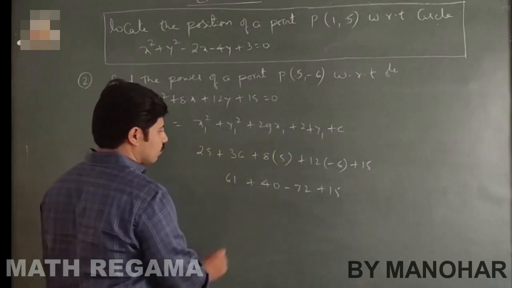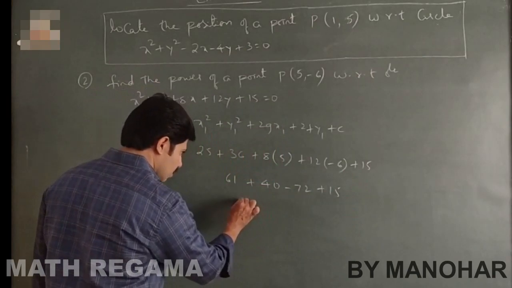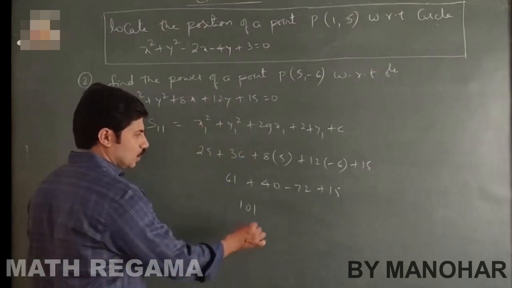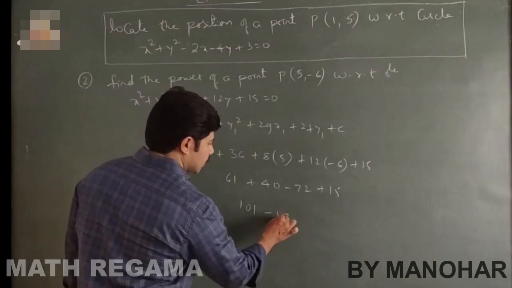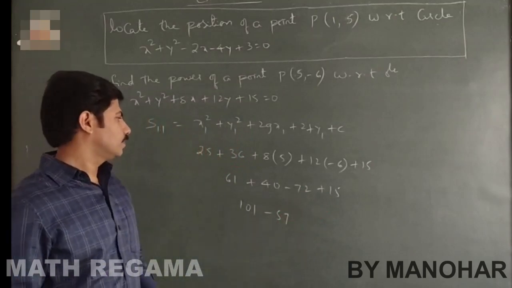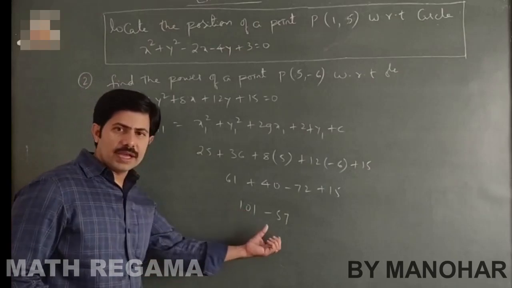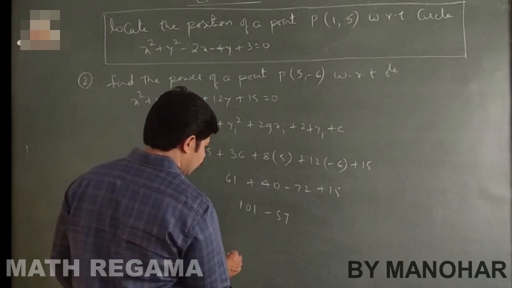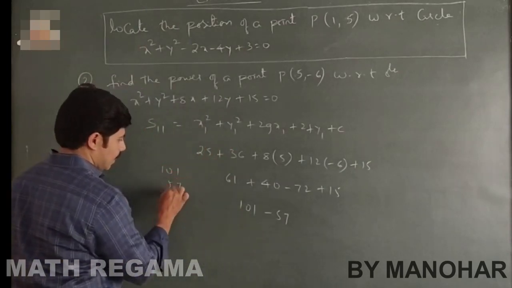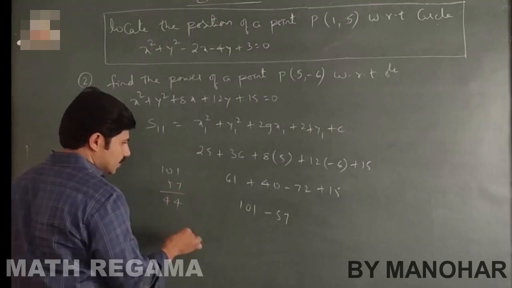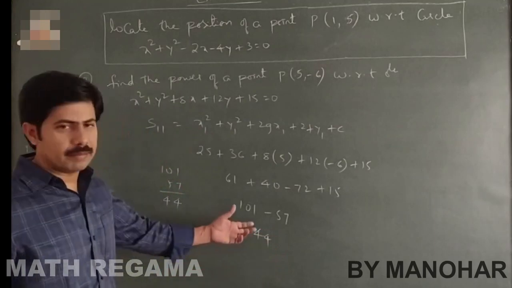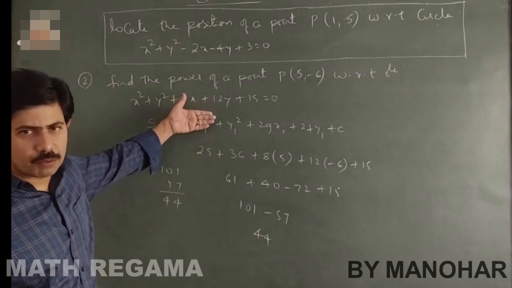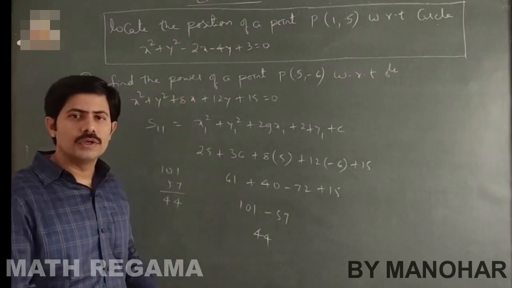So 61 plus 40 is 101, minus 72 plus 15. We subtract these two, it is minus 57. So now 101 minus 57 is 44. So what is the power of the point with respect to the circle? The power of the point with respect to the circle is 44. So this completes the problem.